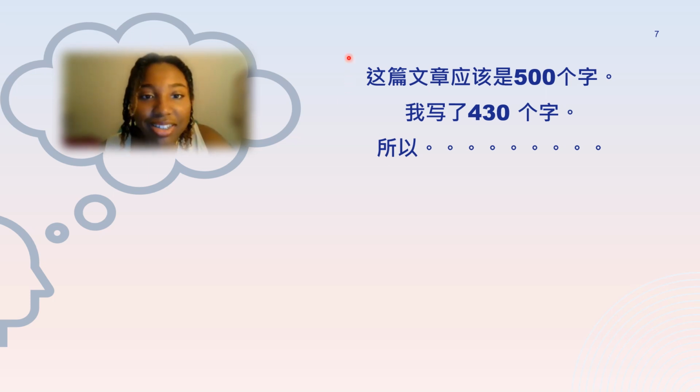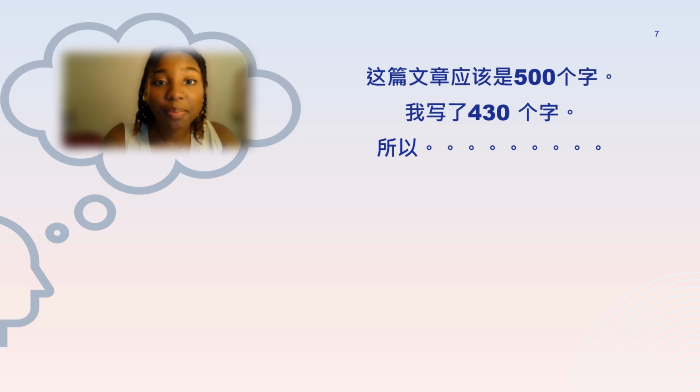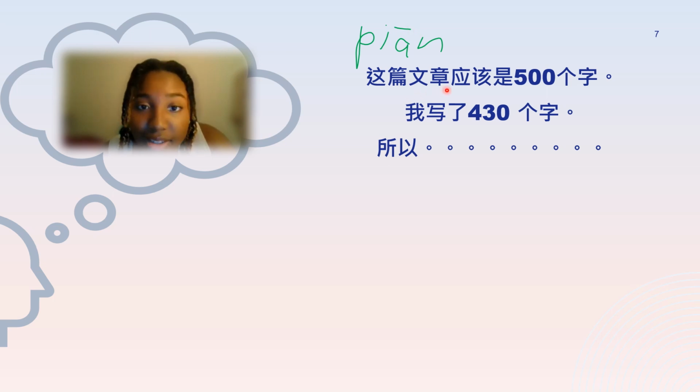So, 我们来看一下这个句子。这篇文章应该是500个字。篇是什么？篇 P-E-N. 篇 is the measure word for 文章 which is article or essay. 这篇文章应该是500个字。This essay should be 500字。我写了430个字。I wrote 430 characters.